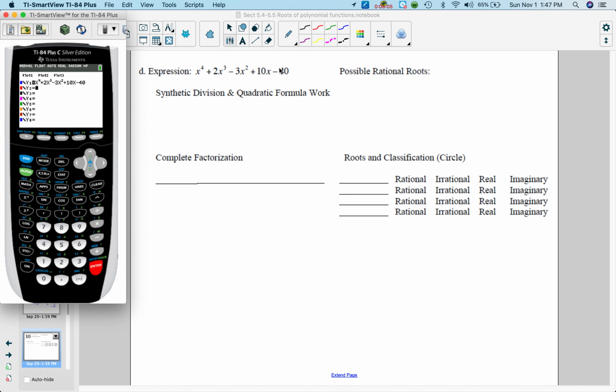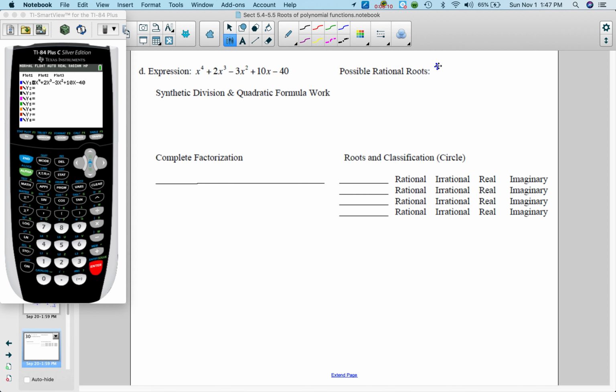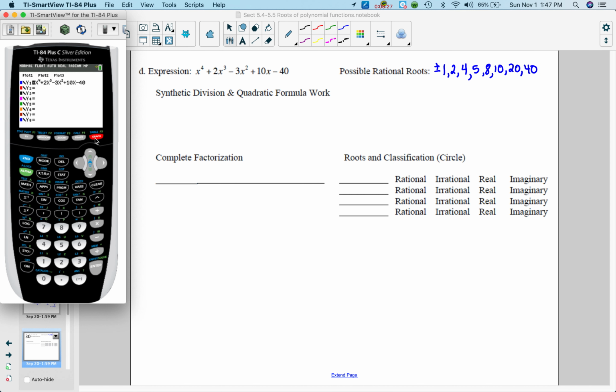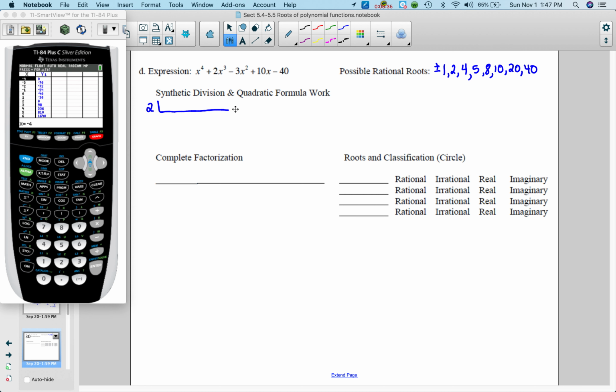So for the next one, our possible rational roots, everything that goes into 40 evenly, we end up with plus or minus 1, 2, 4, 5, 8, 10, 20, and 40. Those are all the factors of 40. And we use our calculator to help us get started. And I see that 2 is a factor. I also see that negative 4 is. I'm going to start with the 2.